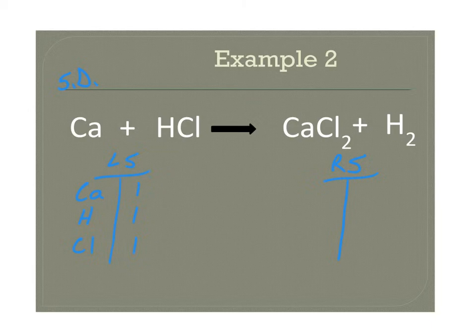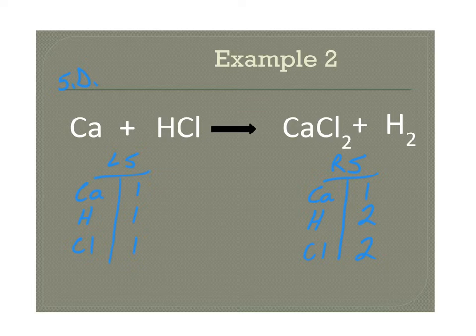Well, on the right-hand side, I have Ca, and I have 1 atom. But now you can see here, if I write these down, I have H, and I have 2 atoms. I have Cl, and I have 2 atoms. So I have calcium, I have hydrogen, I have chlorine, but I have different amounts. And so we need to go ahead and try to balance those. And to do that, we're going to add some coefficients.